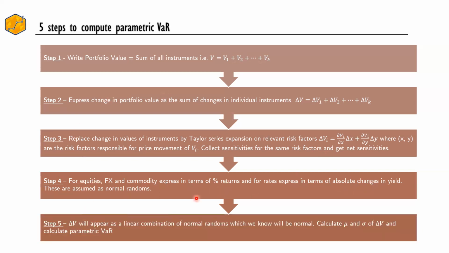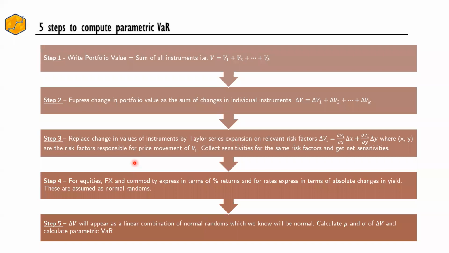And finally, last step: if you have done everything correctly, you will see that the total portfolio level PNL, or delta V, will appear as a linear combination of normal randoms. And we know for a fact that a combination of normal randoms is another normal random. From there, we can calculate the mean and variance of the portfolio level PNL, and from here you know how to calculate value at risk. This is the last step, which we covered in the beginning. Once we get the PNL distribution of the portfolio, we know the mu and sigma, and we can calculate the value at risk. It's just one equation: mu plus sigma z. That's all. Please remember the first two steps are really not steps. It's just formality. The main work is here.